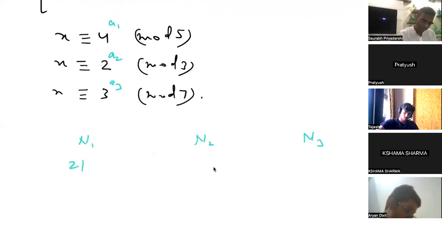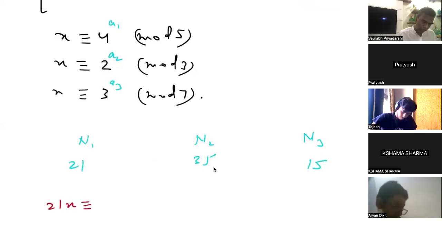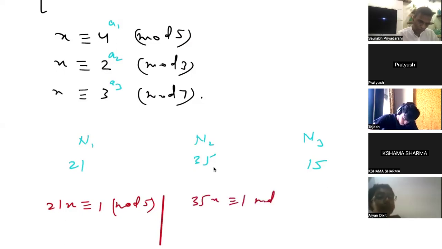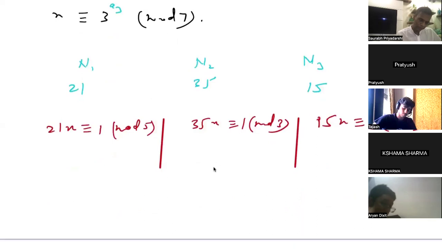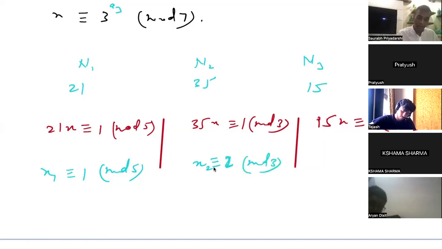So this is 21. N2 is 35 and N3 is 15. Now I have to multiply: this 21x congruent to 1 mod 5. Second, N2 is 35x congruent to 1 mod 3, and third is 15x congruent to 1 mod 7, right? So this x congruent to 1 mod 5. From this x1, x2, I can say x congruent to 2 mod 3 and x congruent to 1 mod 7, this x3.